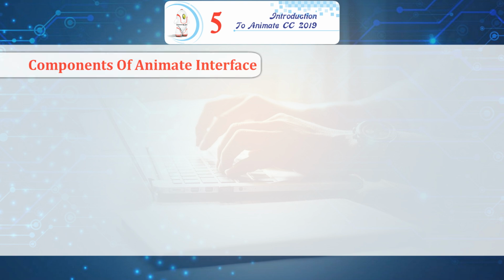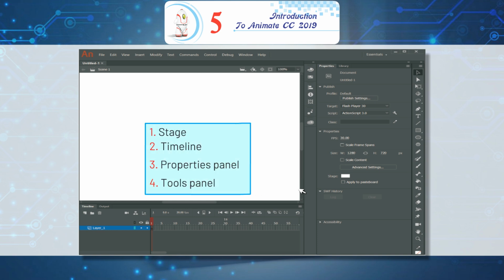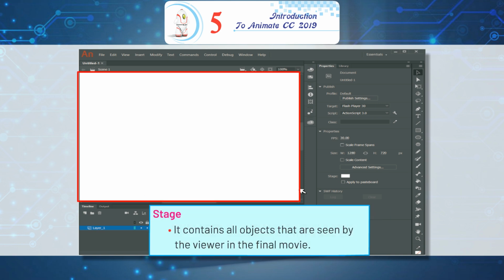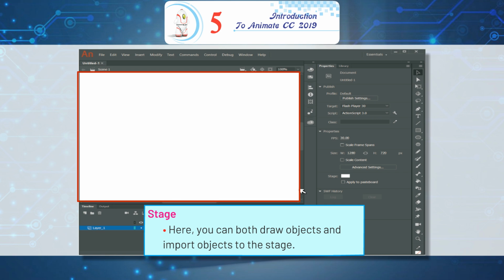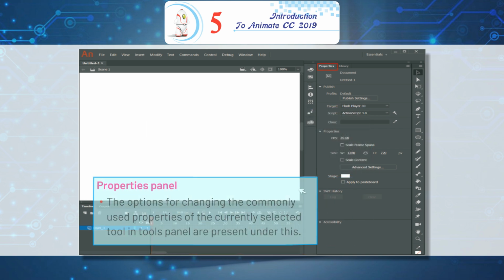Components of the Animate interface. Following are the main components of an Animate document window. 1. Stage. 2. Timeline. 3. Properties panel. 4. Tools panel. Stage. It contains all objects that are seen by the viewer in the final movie. Here you can both draw objects and import objects to the stage. Timeline. Timeline is used to organize and control the movie's content by specifying when each object appears on the stage.